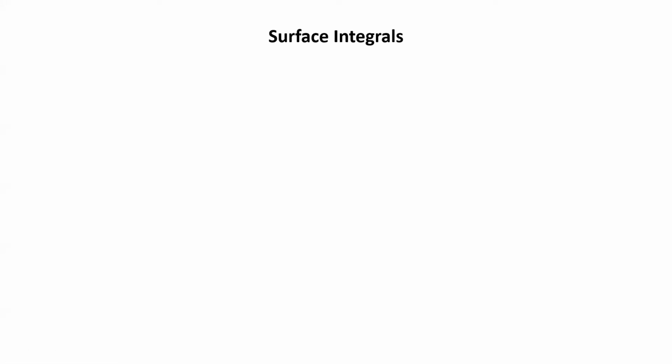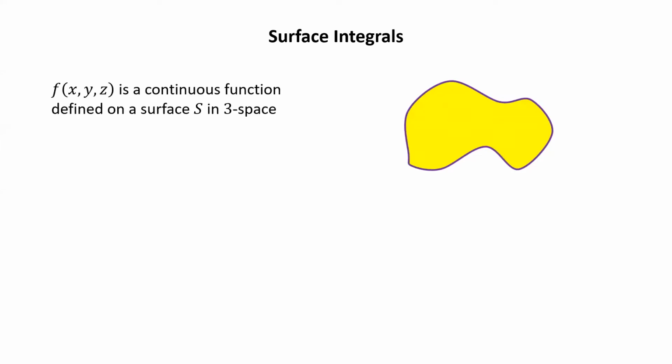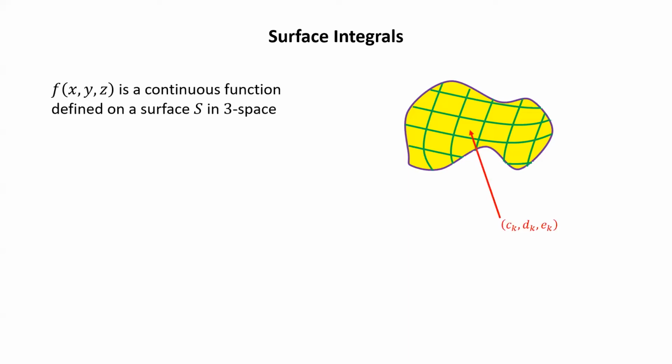Surface integrals. We're going to start with a surface in three-dimensional space. And let's assume that we have a function, f of x, y, z, which is continuous and defined on this surface. We chop up the surface into patches, and we choose a point in each of these patches.